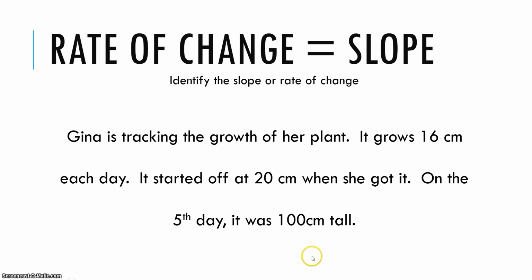Now if we're looking at a situation, we have Gina is tracking the growth of her plant. It grows 16 centimeters each day. It started off at 20 centimeters when she got it. On the 5th day, it was 100 centimeters tall. So it's every 1 day it grows 16 centimeters. So that means the rate of change is 16 centimeters per day. So the slope would be 16 over 1, which is just 16.